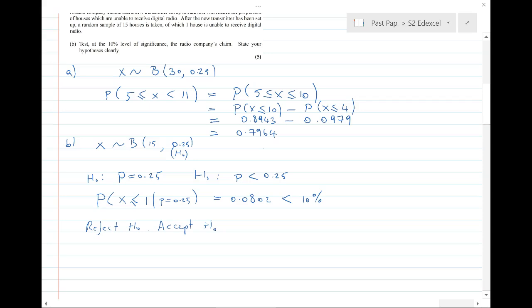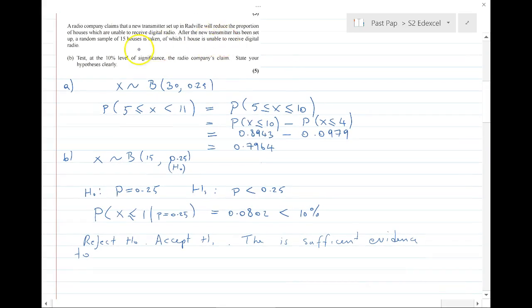And we need to give a statement in context. So I like to use the same kind of phrase. There is sufficient evidence to, and just let's have a look at the actual thing. A radio company claims. So it's talking about a radio company. To evidence to suggest radio company's claim is true.